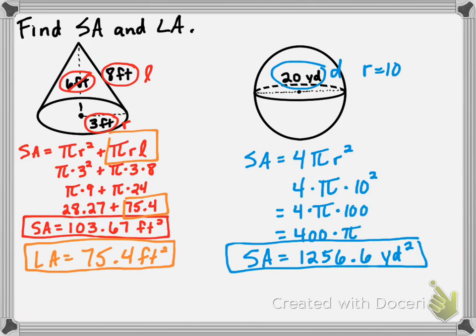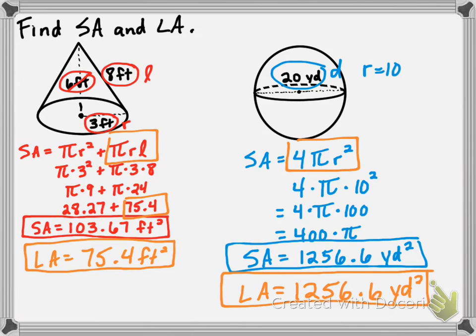Well, what about lateral area? Since I know that lateral area is exactly the same as surface area for a sphere, then it's exactly the same answer: 1,256.6 yards squared. So at this point, we should be able to find surface area and lateral area for any pyramid, cone, or sphere.